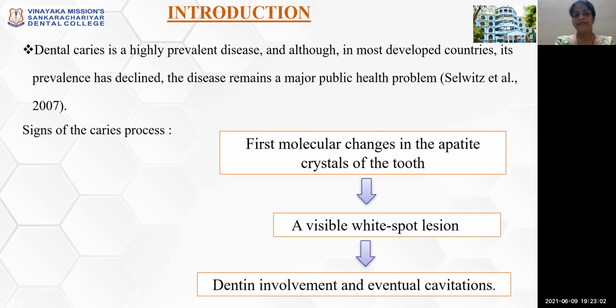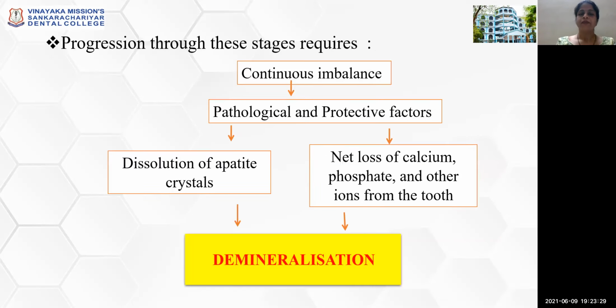Now, what are the signs of this caries process? There will first be molecular changes in the hydroxyapatite crystals which are present on the enamel surface. Over a period of time, there will be a visible white spot formation. And if it is not treated at that stage, there will eventually be dentinal involvement and cavity formation. Progression through these stages requires a continuous imbalance between the pathological and protective factors.